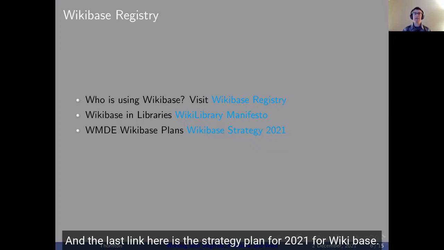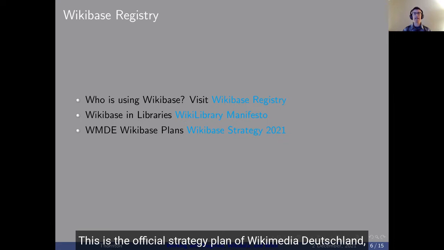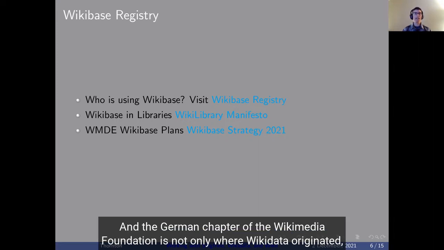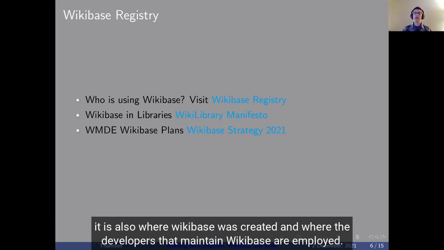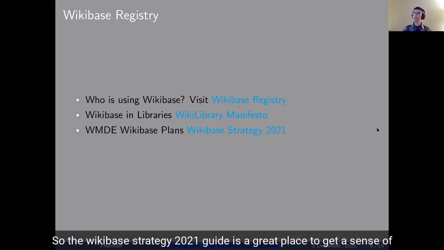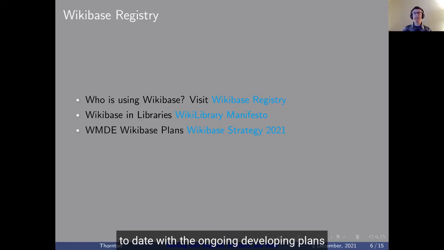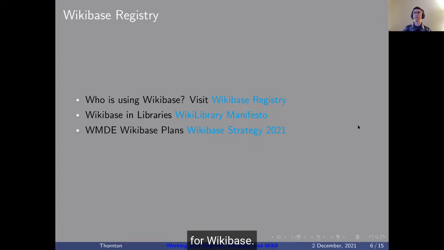And the last link here is the strategy plan for 2021 for Wikibase. This is the official strategy plan of Wikimedia Deutschland, the German chapter of the Wikimedia Foundation. And the German chapter of the Wikimedia Foundation is not only where Wikidata originated, it is also where Wikibase was created and where the developers that maintain Wikibase are employed. So the Wikibase Strategy 2021 guide is a great place to get a sense of what the plans are for 2021. It is almost over now, but here you'll find pointers to where you can keep up to date with the ongoing development plans for Wikibase.